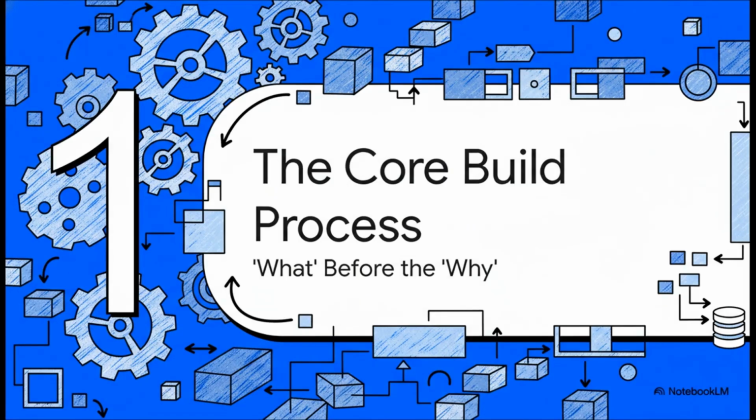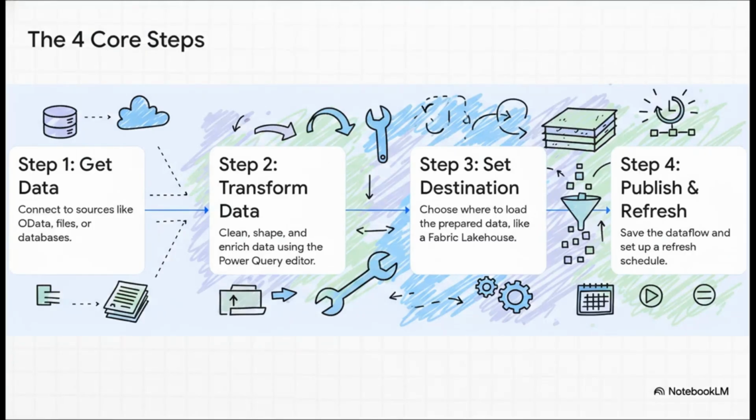Okay, first things first. Before we can even talk about the high-level architecture, you have to nail the fundamentals. So let's do a quick run-through of the core process for building a Dataflow Gen 2. At its heart, it really just comes down to these 4 steps. You connect to your data source, you use the Power Query editor to transform it, you pick a destination, like a Fabric Lakehouse, and then you publish it and set up a schedule. Simple enough, right? This is your foundation. Now, let's get into the questions that are really going to make you stand out.